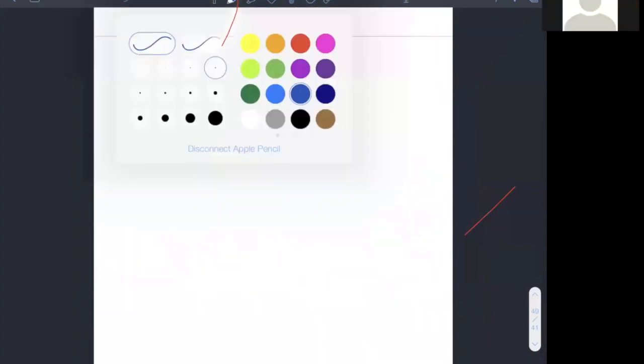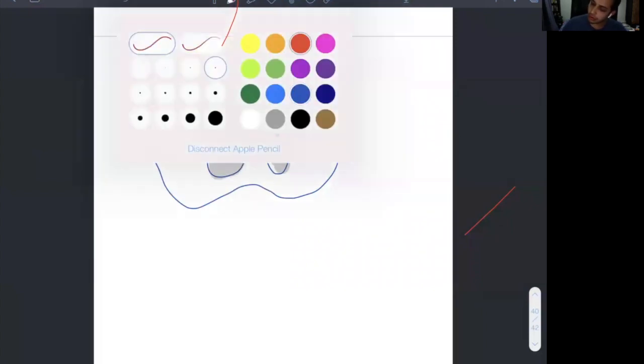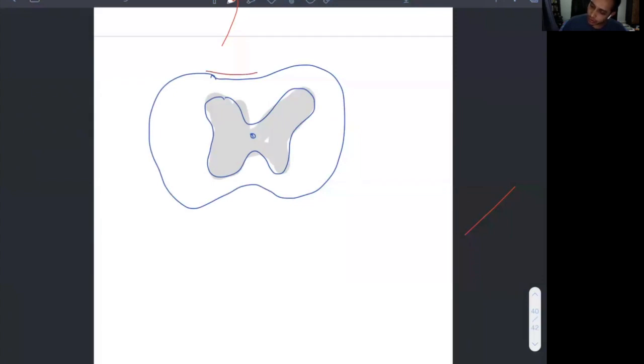Let's draw this again. You have your spinal cord, and this is your gray matter, and outside is your white matter. So there is a dural covering for your spinal cord, just the same as the brain. So you know about the three meninges. There is the dura mater, the arachnoid, and the pia mater. So the dura mater is the one that is outside. So the dura mater covers the spinal cord, and it is a protective layer.